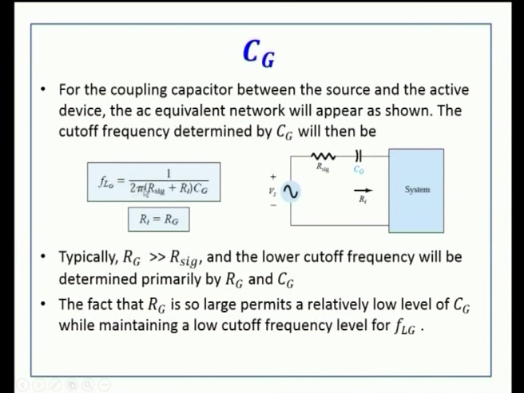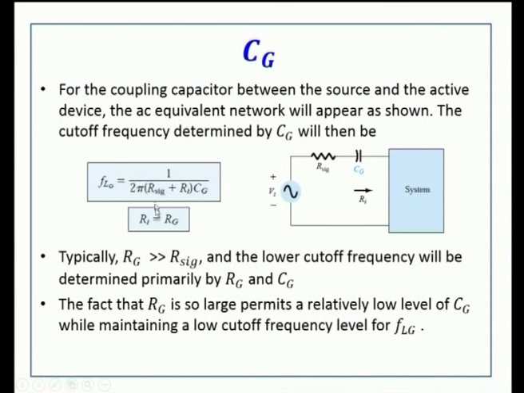It is derived as 1 by 2 pi (R sig plus RI) into CG, and we know that this resistance RI is the gate resistance RG. And this RG is very, very much higher than the signal resistance R sig. And so, only the resistance RG is considered in this formula, and because of this capacitance CG, we are getting a lower cutoff frequency called FLG, and it has been derived as 1 by 2 pi RG CG.